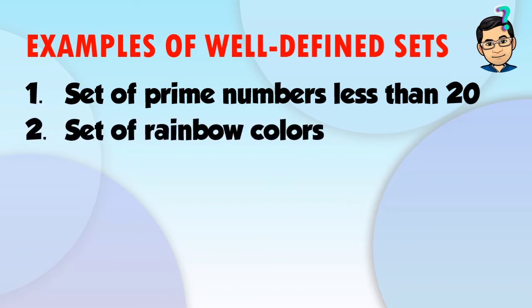Next, set of rainbow colors. So, meron tayo dibang acronym sa rainbow colors. Yun yung ROY-G-BIV. Red, orange, yellow, green, blue, indigo, and violet. So, yun, well-defined siya kasi alam niyo siya.